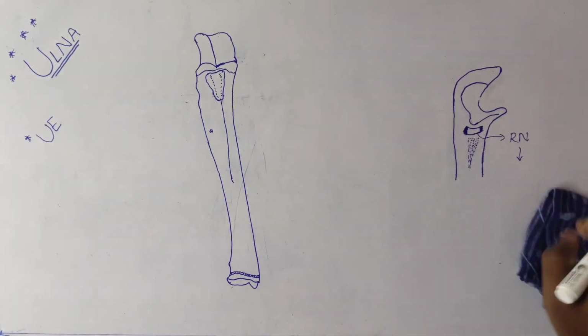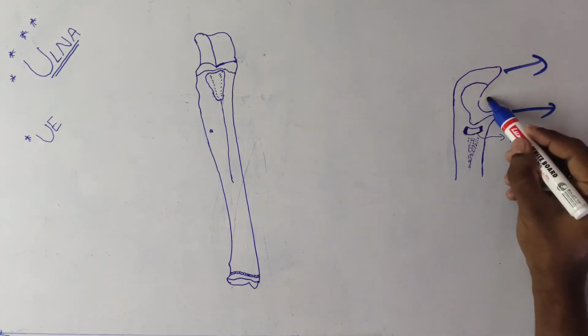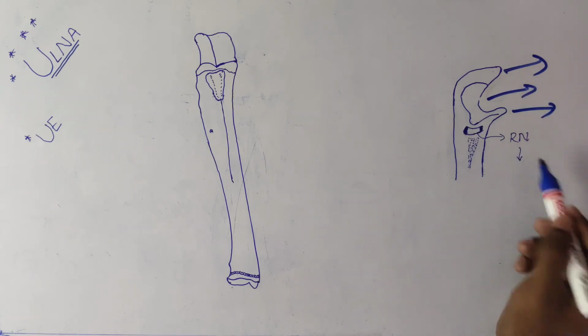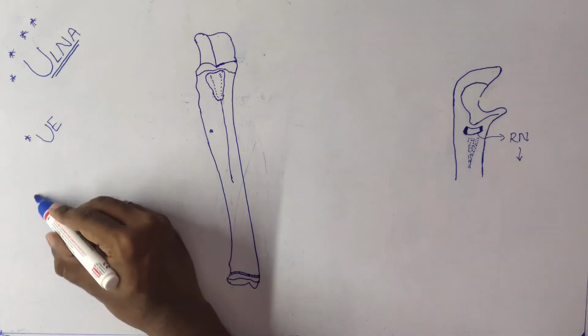We studied the olecranon process here, the coronoid process here, the trochlear notch here, and the radial notch here. Okay, now we'll go through the lower end.